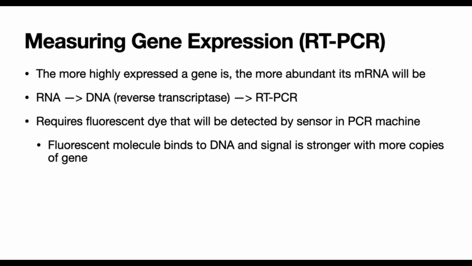a PCR reaction. For real-time PCR, we require a fluorescent dye to be added, and it will be detected by a sensor in the machine. The fluorescent dye will bind to DNA, and the signal gets stronger the more copies there are of the gene. In the end, we can use the graphs that are produced by the machine to calculate an approximate expression level of the gene.